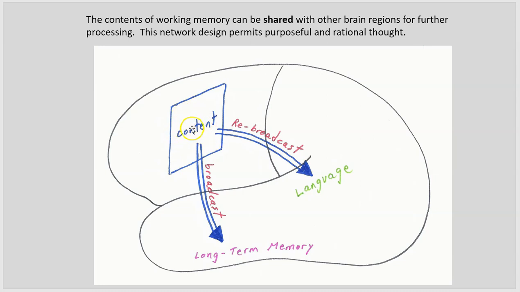Or the thought that we're having now can be used to search our long-term memory system, and we can retrieve a memory that is related to what we were just thinking about. When we retrieve the memory, that memory will be loaded up into the working memory system, and we'll have the conscious experience of remembering something. So it's a very important system in the brain.